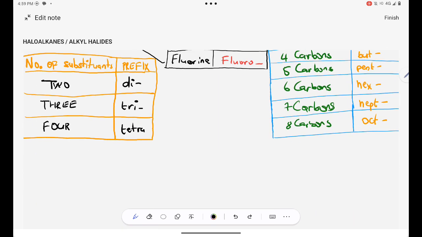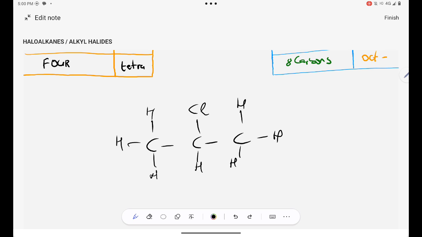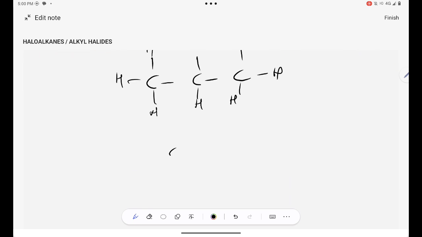For example, let's say we have our structure like this. We have chlorine over there. If this chlorine was not there, you would say this element is propane. Yes, it was propane, but now they've added a chlorine. They've substituted a hydrogen with the chlorine. Whenever we write down the IUPAC name of this compound, we need to say that this is chloropropane.